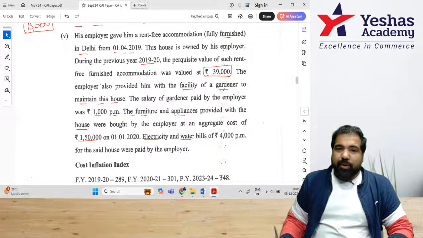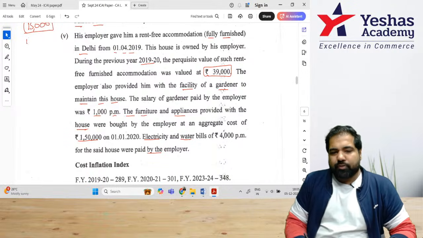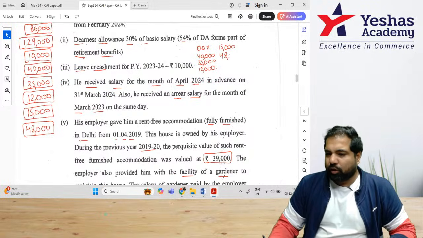Electricity and water bill, your master is paying, which is great, but again, it's a perquisite. 4,000 into 12 is 48,000. And since it's again a perquisite, this will also not be included in my calculation of accommodation perquisite.